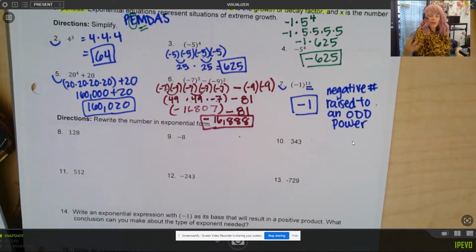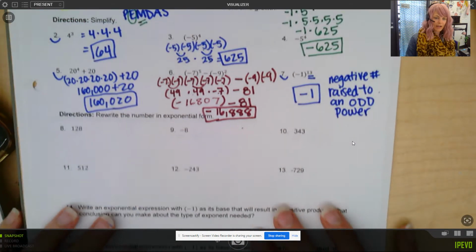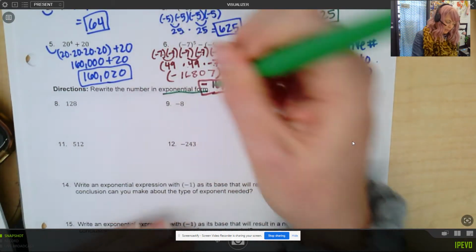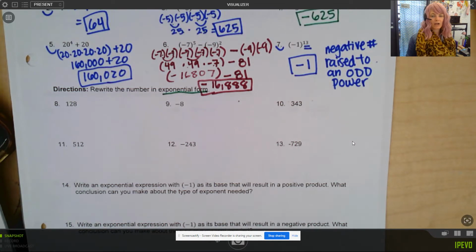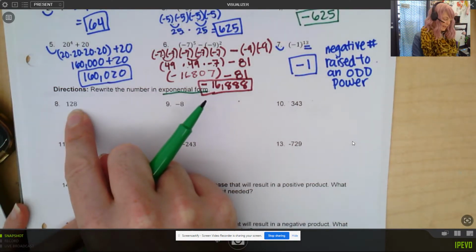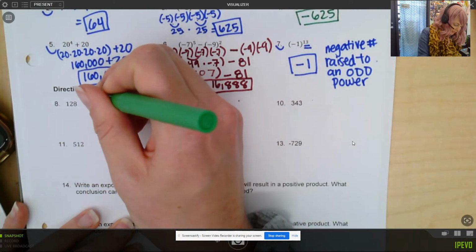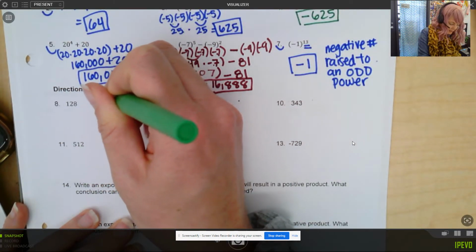Awesome. So now we're going to go reversey switchy and write a number in exponential form. When we're writing a number in exponential form, we have to make sure that we are giving it in simplest form, which means the biggest number as your base. So for example, let's look at 128. We're going to use something called a factor tree, and you've seen these before in your mathematical careers.